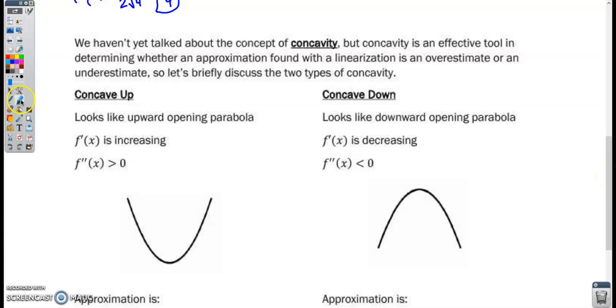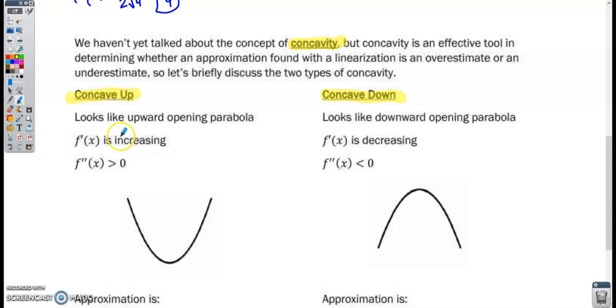So we haven't yet talked about the idea of concavity. Concavity is a very effective tool for us to determine whether an approximation found with a linearization is an overestimate or an underestimate. So we're going to briefly talk about the two types of concavity. Curves are either concave up or concave down, usually if they have a concavity. Lines don't have a concavity, for instance, but most other functions have regions where they are concave up or concave down. If a function is concave up, it looks like an upward opening parabola. That's one way to tell.